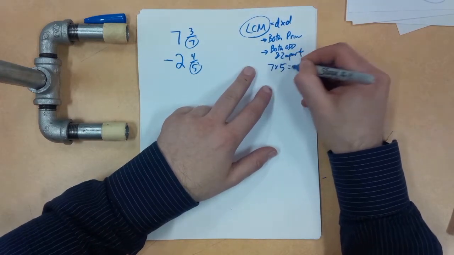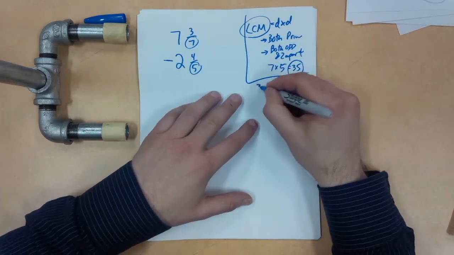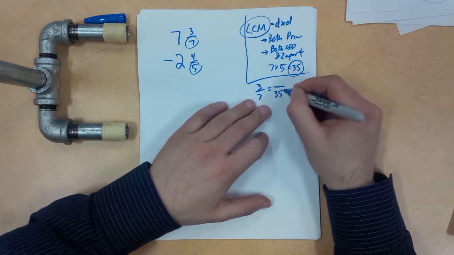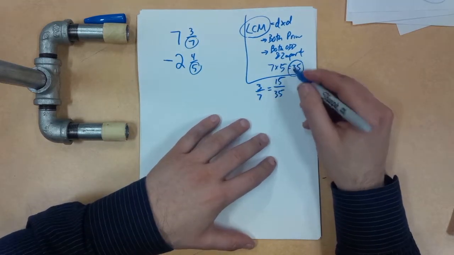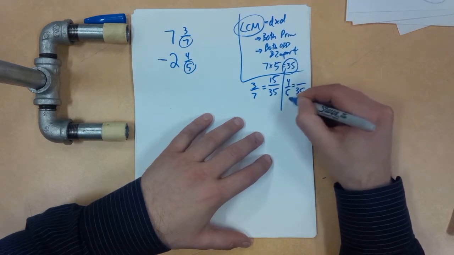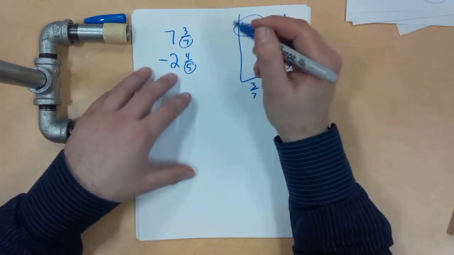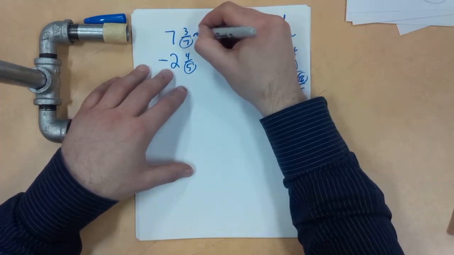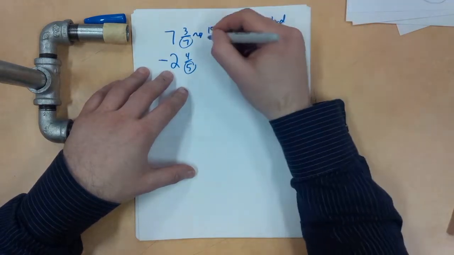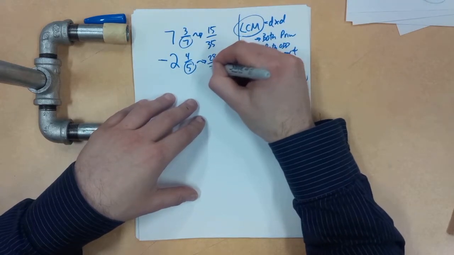So 7 times 5 is 35. Okay, so our LCM is going to be 35. There's our first thought. Let's rephrase these fractions here. 3 over 7 equals something out of 35. I'm timesing by 5. I'm timesing by 5. So that's 15 out of 35. 4 out of 5 equals something out of 35. So I'm timesing by 7. I'm timesing by 7. I have 28. So first things first, I'm going to rephrase that to be 15 over 35, and I'm going to rephrase this thing to be 28 over 35.